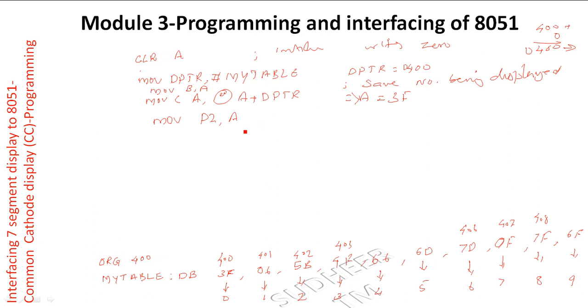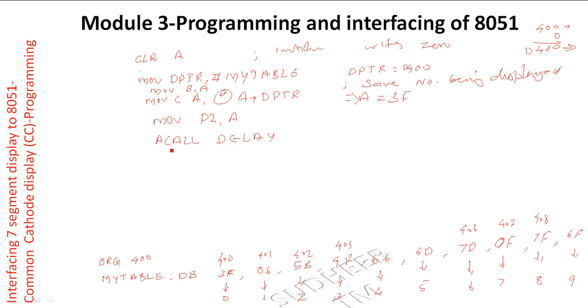Okay, then we need to call a small delay. So ACALL delay. The delay will be written at the last. I will not be explaining again what the delay is, I have already explained this delay. So delay will be written at the end. After showing the digit 0, we need to give some time to show the 0. Then it should increase to the next number. For that, we will provide a delay.